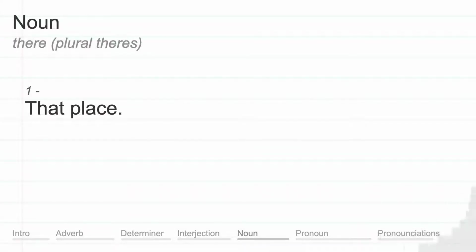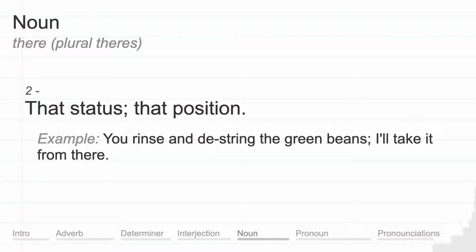Noun. That place; that status; that position. Example: You rinse and destring the green beans. I'll take it from there.